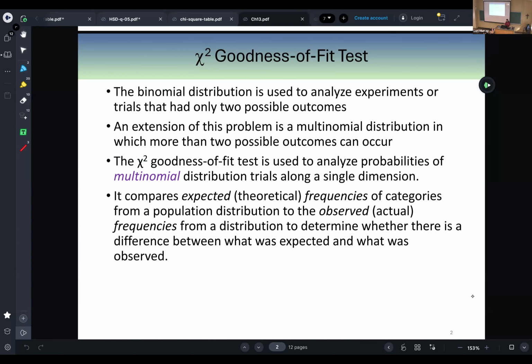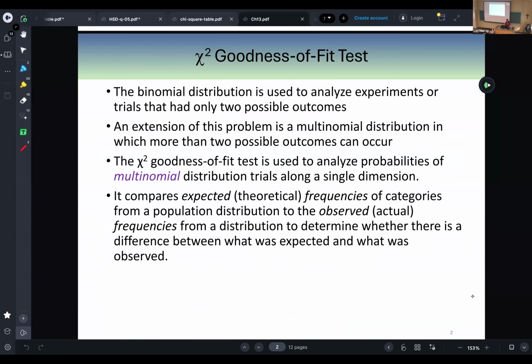So that's test one. It compares expected theoretical frequencies of categories from the population distribution to the observed, the actual. So what we would expect, we compare that to what we actually observed once we collected the data. Then we run this chi-square test to see if it's the same or not. So the null hypothesis is that the distributions are the same, and the alternative hypothesis is the distributions are different. So I'll give an example.